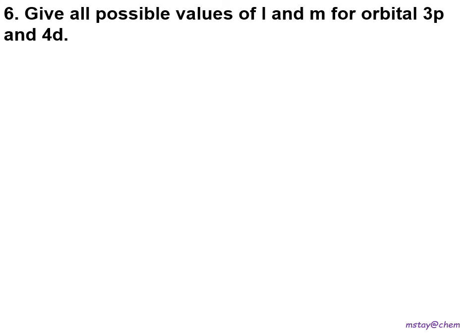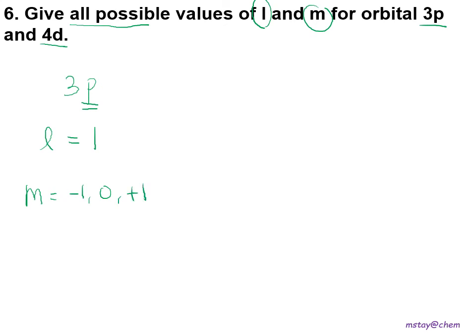Question number 6. Give all possible values of l and m for 3P and 4D. Let's start with 3P. From 3P here, we know the possible l value is 1. Due to l equal to 1, m will equal negative 1, 0, and positive 1. Another one is 4D. From the D here, we know l equal to 2. Once l equal to 2, m will equal negative 2, negative 1, 0, positive 1, and positive 2.